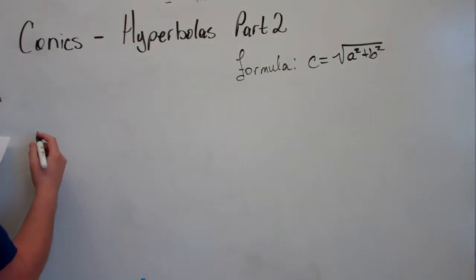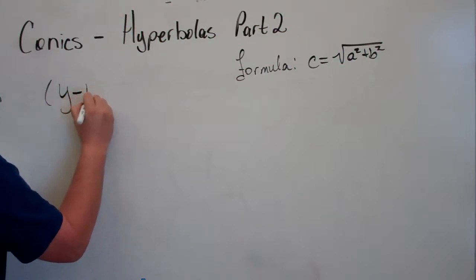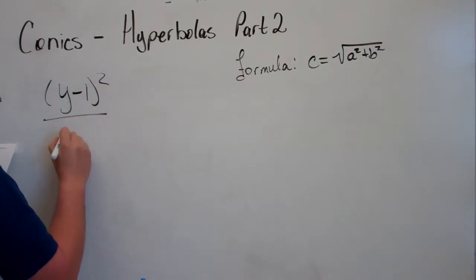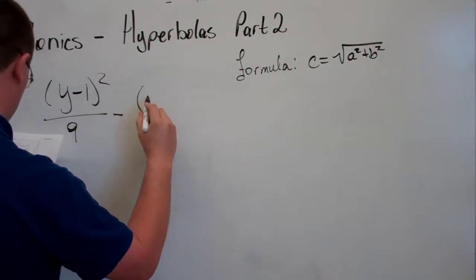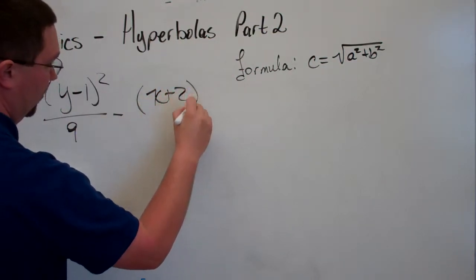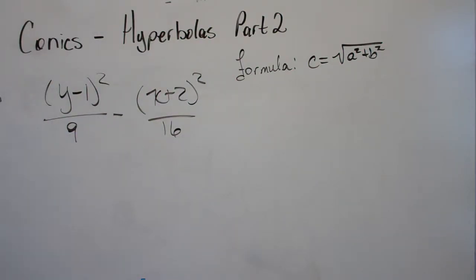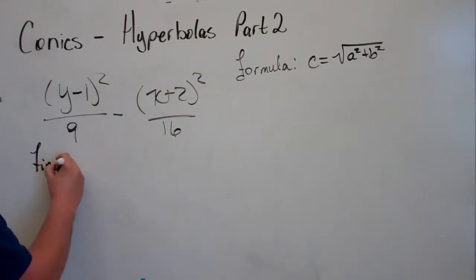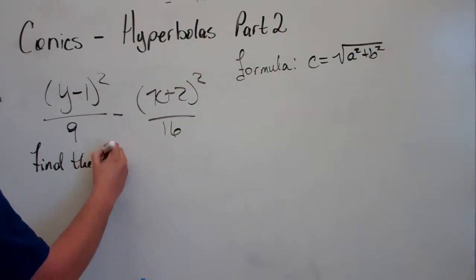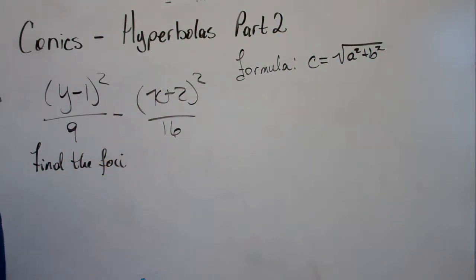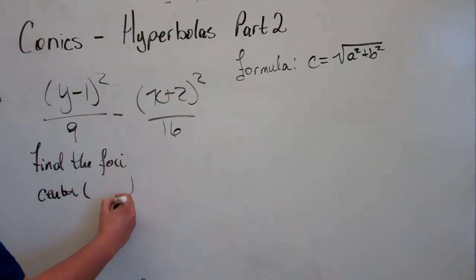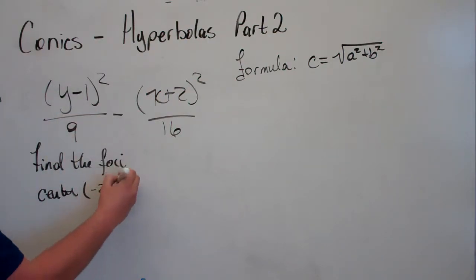Alright, so we have y minus 1 squared over 9 minus x plus 2 squared over 16. And we want to find the foci. So the first step, we've got to find that center point. Well, it's -2, 1.